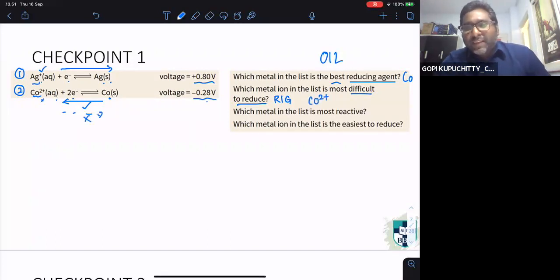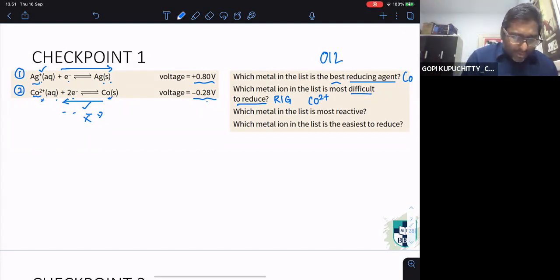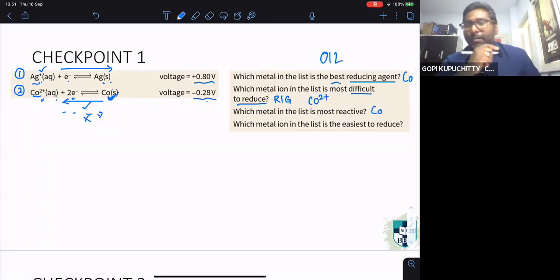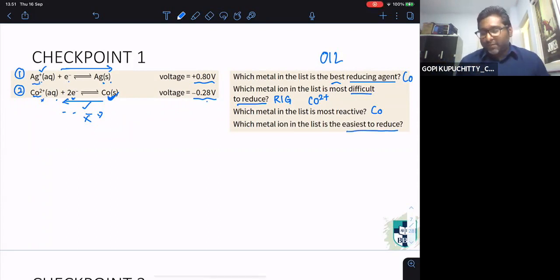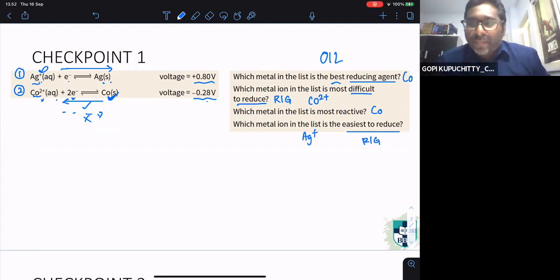And which metal in this list is the most reactive? Metal is something that will lose electron. So you see, this is the cobalt compared to silver. Cobalt is the one that will lose electron easily. So most reactive is cobalt. Which metal ion in this list is easier to reduce? Quite easy. What is reduce? Reduce is gain. So which one can gain easily? This one, Ag+. So it all starts from the arrow.